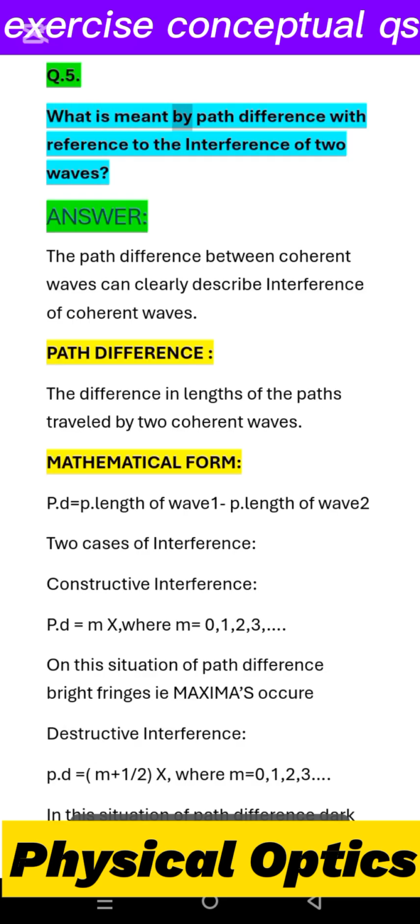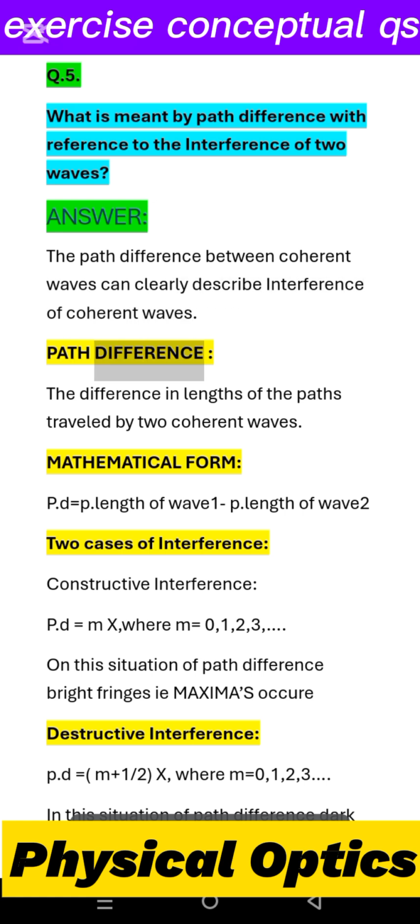What is meant by path difference with reference to the interference of two waves? Answer. The path difference between coherent waves can clearly describe interference of coherent waves. Path difference. The difference in lengths of the paths traveled by two coherent waves. Mathematical form. P.D equals length of wave 1 minus length of wave 2.